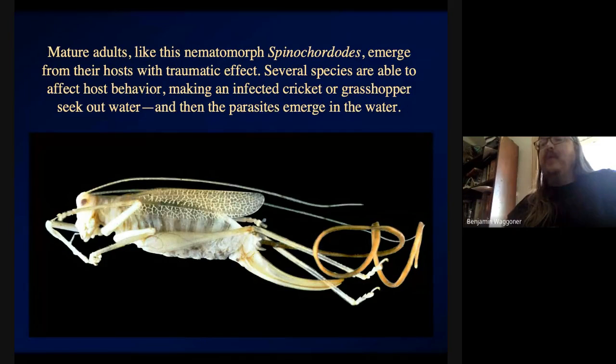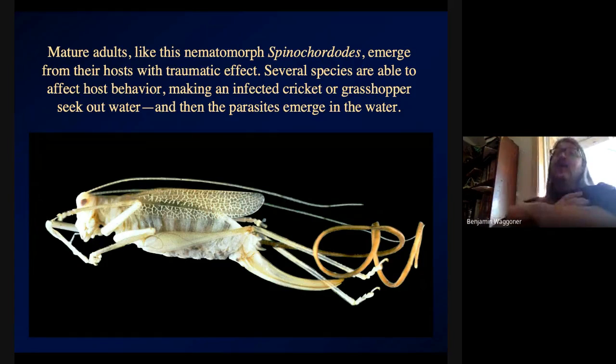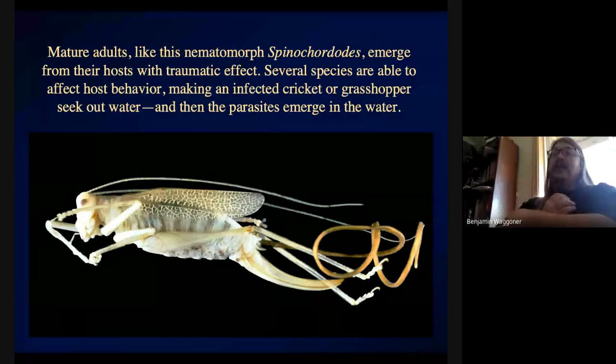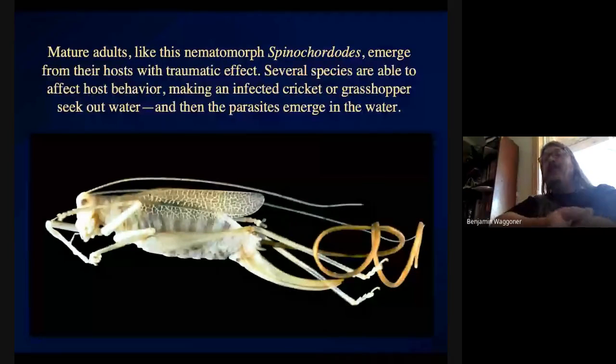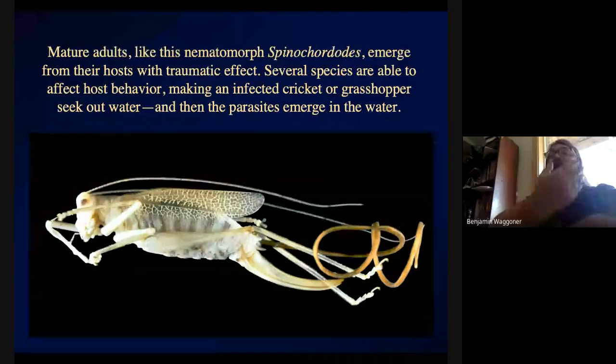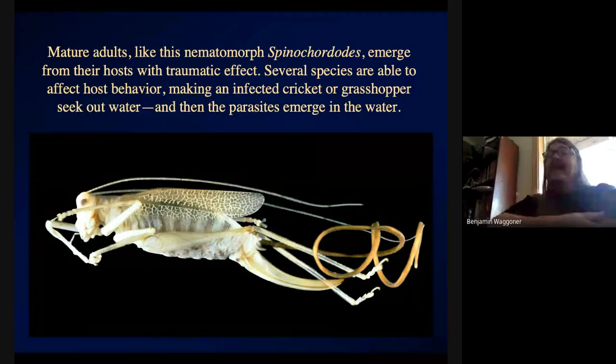There you've got a grasshopper. That brown thing sticking out of its butt is a nematomorph called Spinochordodes. And there's actually several species that will affect host behavior. An infected cricket or grasshopper will seek out water and jump into the water. And of course, it drowns itself. But the parasites emerge in the water where they can swim around, reproduce, lay eggs, and die. Remember that as adults, they don't feed.